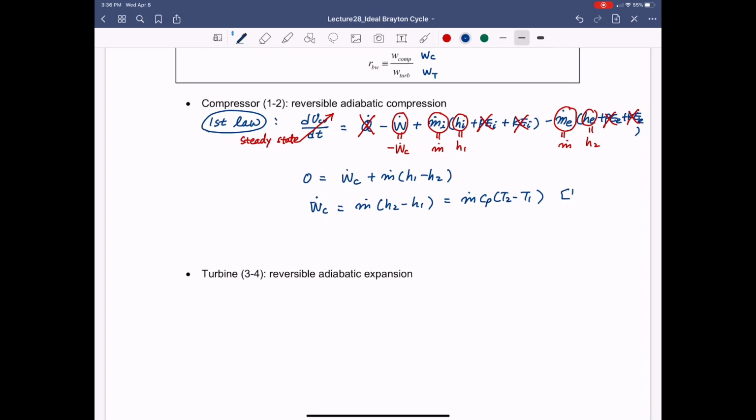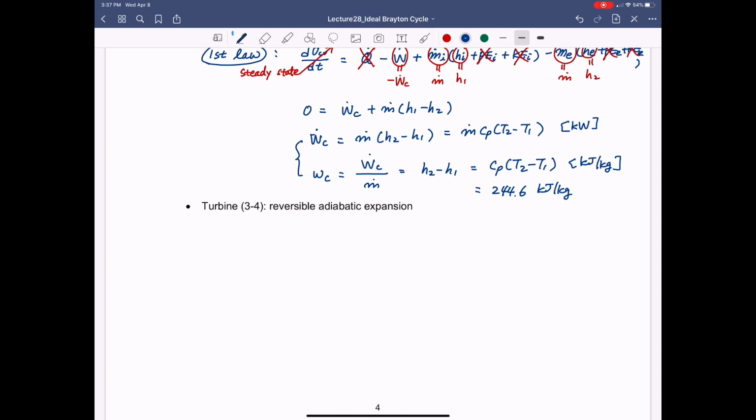So in that case the unit should be kilowatt. I can also write the same equation in terms of the compression work per unit mass, calculated by dividing the above equation by m dot. That is h2 minus h1, the enthalpy change, which can be written as Cp times (T2 minus T1), in kilojoule per kilogram. By applying all the numbers that we already have, that gives us 244.6 kilojoule per kilogram.